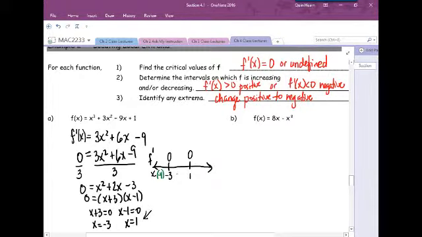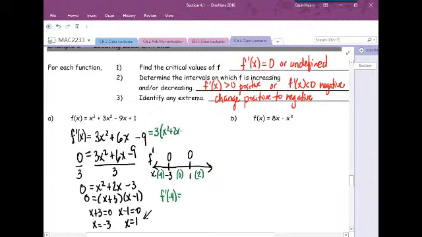So the fail-safe way that will work no matter what kind of function you're dealing with is to plug in values. -4 is a value to the left of -3. You could pick -5, you could pick -1,000,000. It doesn't matter. Just test any value to the left of -3. 0 is a good one to test between -3 and 1. And then to the right of the number 1, 2 is a good number to test. All right. So you're going to plug those into your first derivative and see if you get a positive or a negative. So for example, f prime of -4.